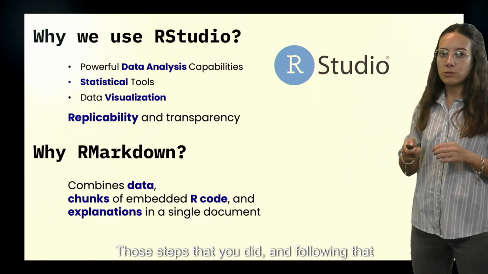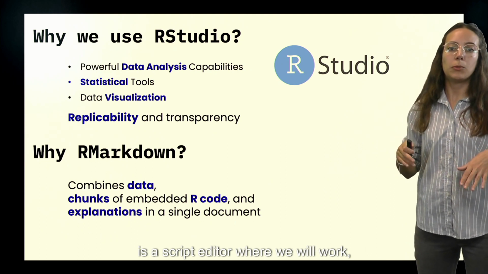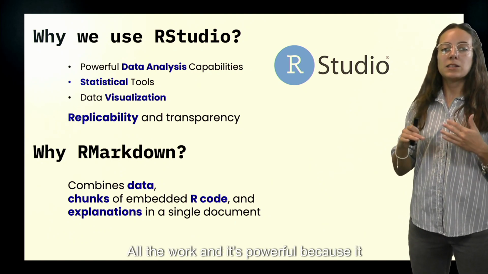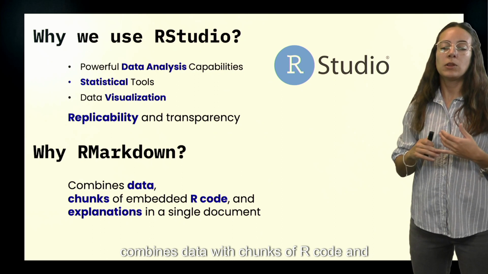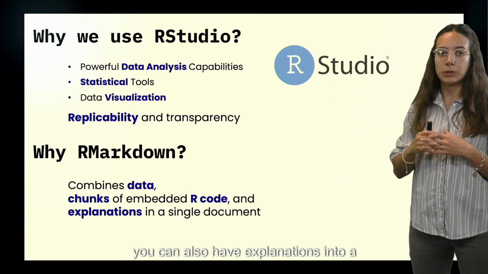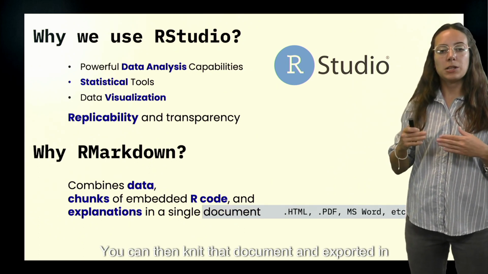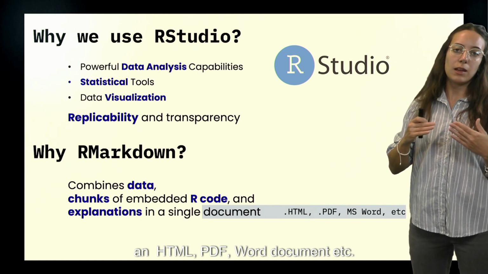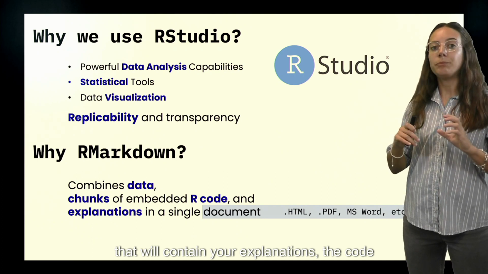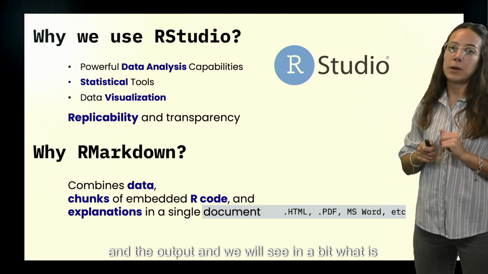And following that philosophy, we use R Markdown. R Markdown is our script editor where we will work typing in commands, running and doing all the work. And it's powerful because it combines data with chunks of R code, and you can also add explanations into a single document. You can then knit that document and export it in an HTML, PDF, Word document, etc. that will contain your explanations, the code, and the output. And we will see in a bit what is R Markdown.